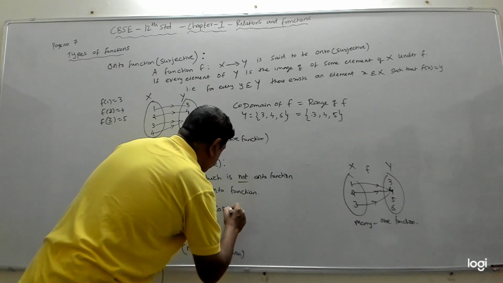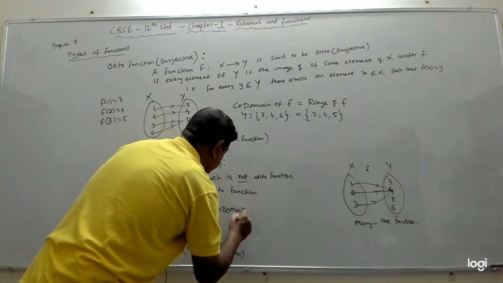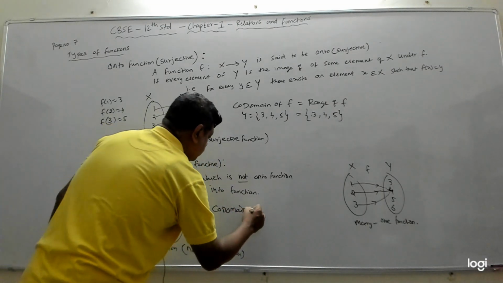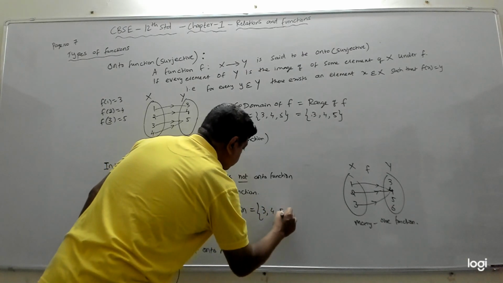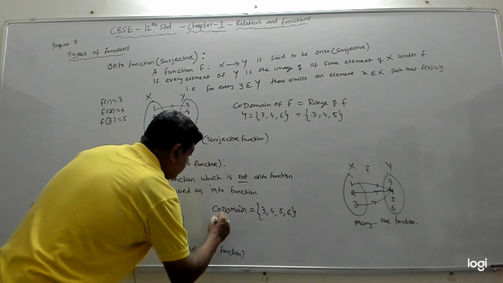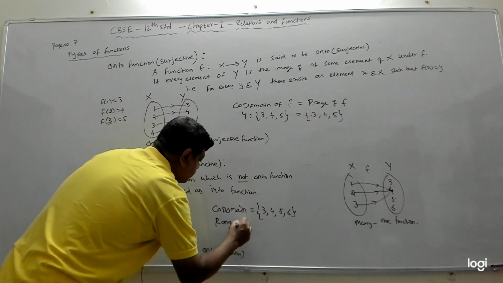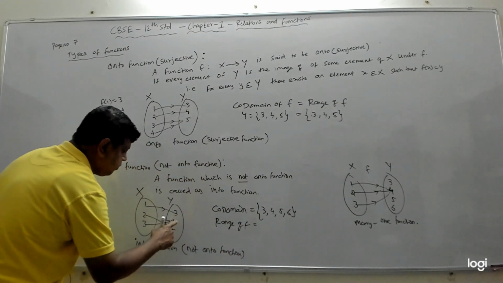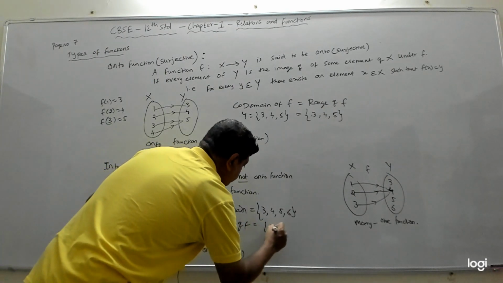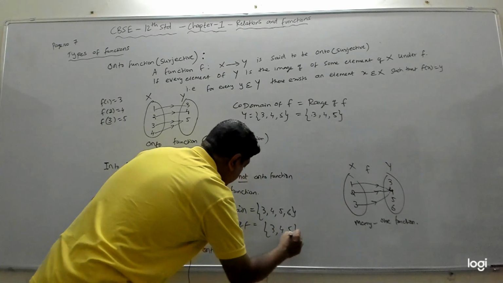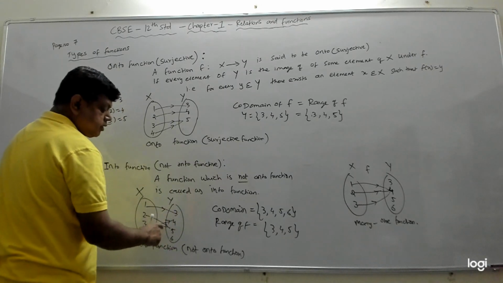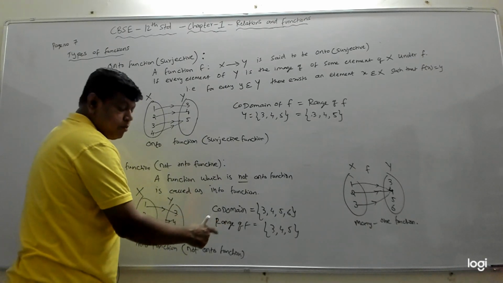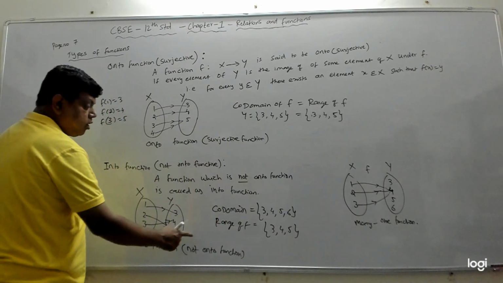Codomain set is what? It is 3, 4, 5, 6. That is your codomain. What is your range? Range of f is 3, 4 and 5. 6 will not come because 6 is not the image of anything. The range will have only images. 6 is not an image of anything, so 6 will not come in the range.